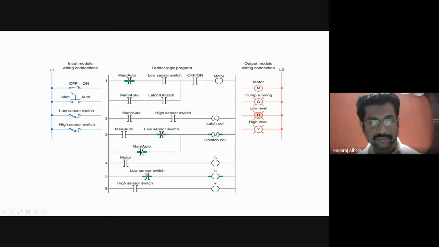Then the fifth rung, which I explained when I explained the low sensor switch. In the third rung, when this rung is activated, the unlatch coil is energized. When the low sensor switch is deactivated, examine if open, when we release this low sensor switch, what is happening? The red status that was there will be turned off. It is turned off because it will be turned on only when the low sensor switch is activated.